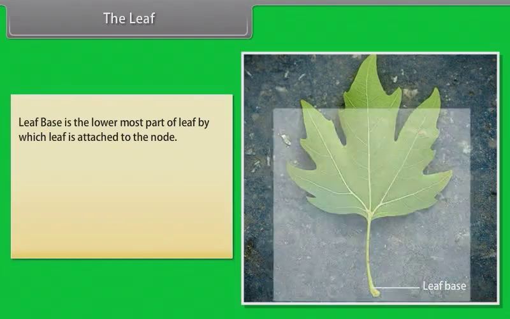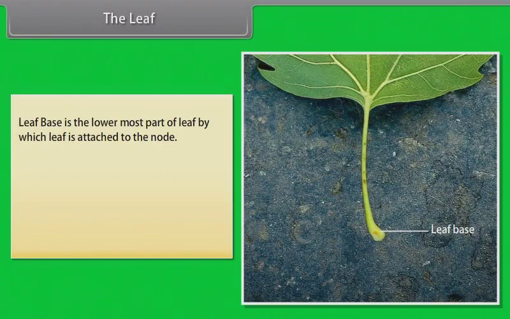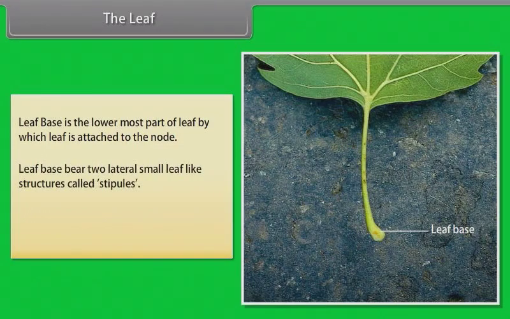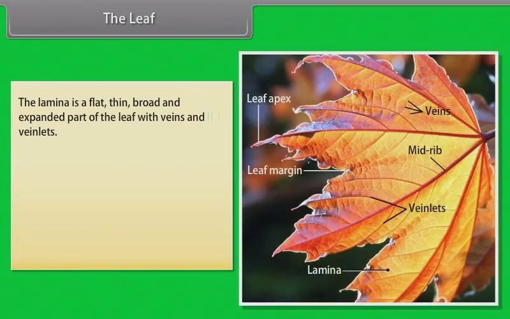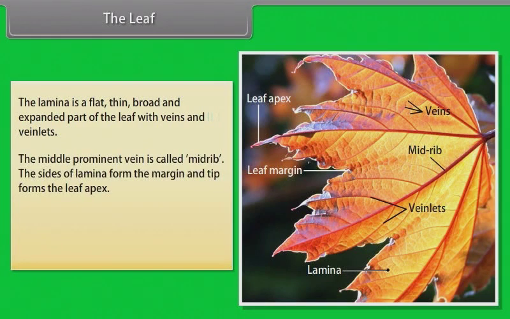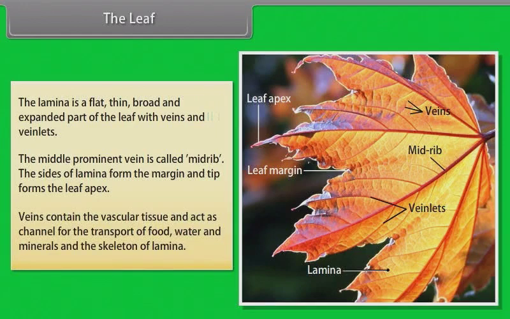Leaf base is the lowermost part of the leaf by which leaf is attached to the node. Leaf base bears two lateral small leaf-like structures called stipules. The petiole exposes the lamina to the sunlight. The lamina is a flat, thin, broad, and expanded part of the leaf with veins and veinlets. The middle prominent vein is called midrib. The sides of lamina form the margin and tip forms the leaf apex. Veins contain the vascular tissue and act as channel for the transport of food, water, and minerals, and the skeletal of lamina.